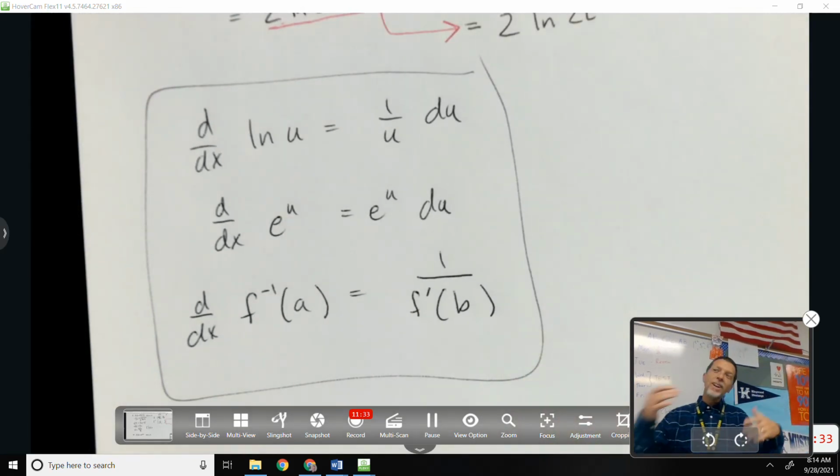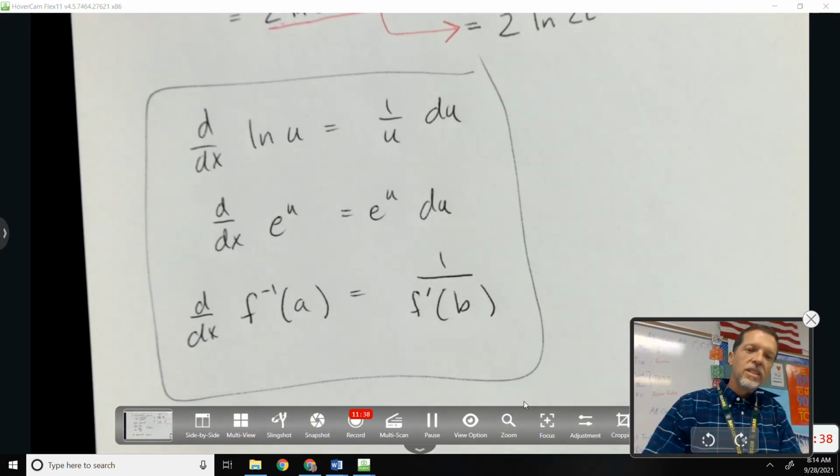Then you got to combine all of that with product, quotient, chain, trig, power, all your algebra skills. A lot going on.